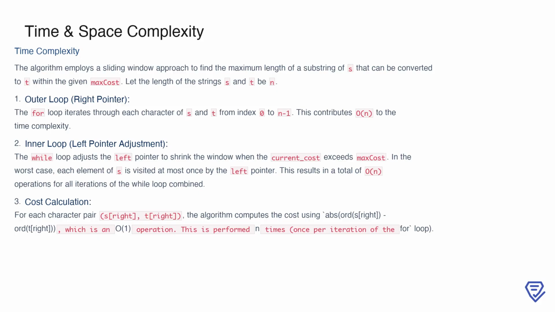effectively shrinking the window. Each character in the string is visited at most once by the left pointer, ensuring that the total operations performed by the while loop across all iterations is also O(n). Finally, for each pair of characters, the algorithm calculates the cost, which is done in constant time, O(1), per iteration of the for loop. Since this happens n times, the cost calculation contributes O(n) overall.